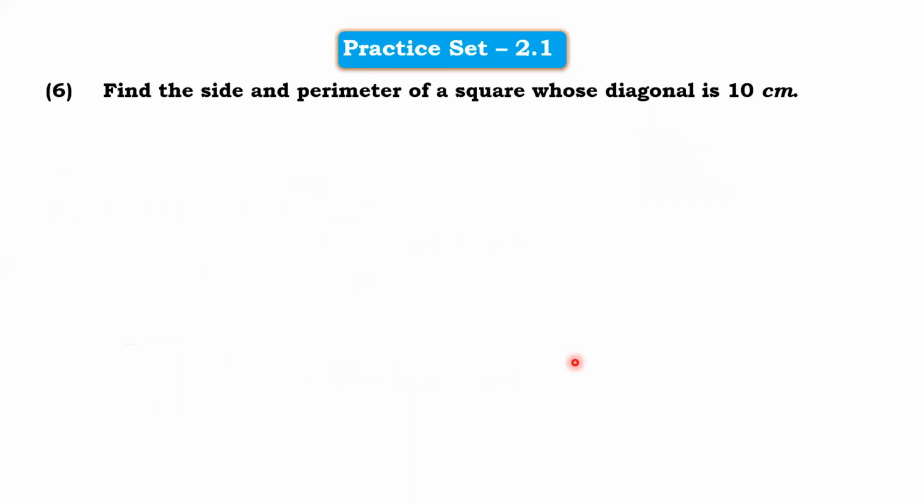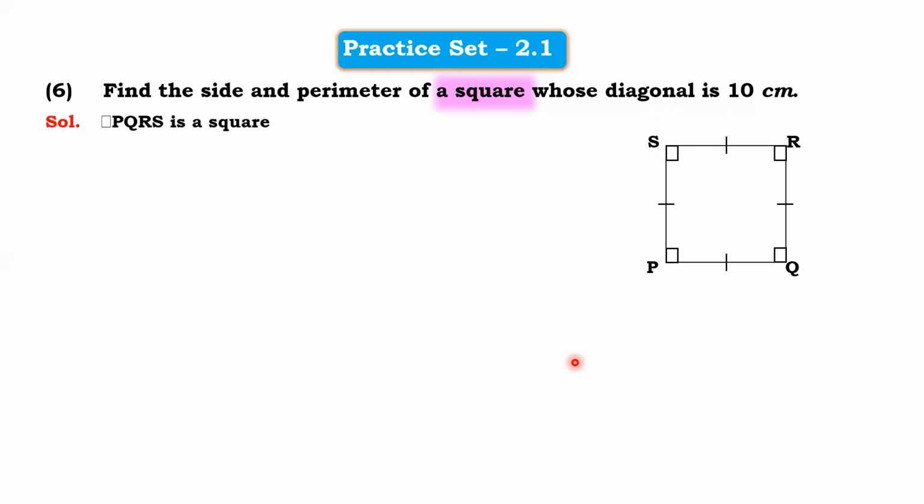Practice set 2.1, sum number 6. A very simple sum. Find the side and perimeter of a square. So first of all, we need a square. We'll name it as PQRS. Now students, we all know it's a square. It's a square means each angle is 90 degree. Moreover, all the sides are equal. Got it? Now here, the second information given is its diagonal is 10 centimeter.